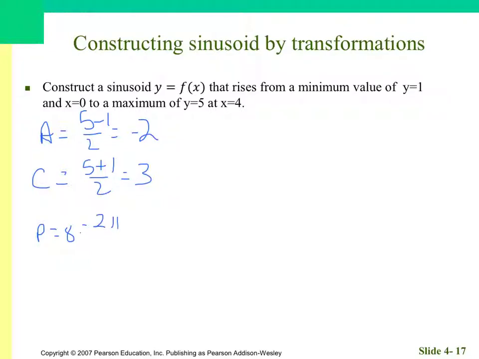Which equals 2 pi divided by B. So B equals pi over 4. And the 0 minimum, well, we already have that. There's no horizontal shift, so you get y equals negative 2 cosine pi over 4 times x plus 3.